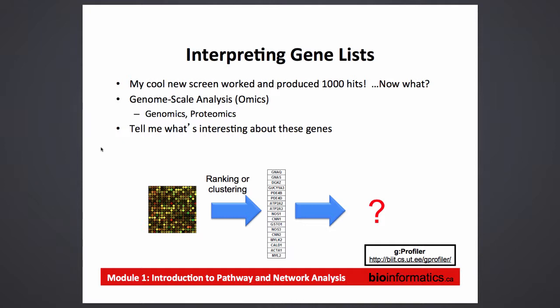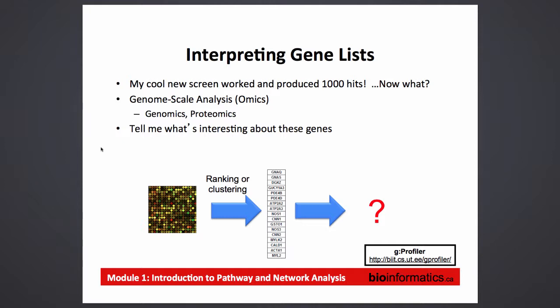And then probably the first thing that you want to do is go to the PubMed database to see existing literature about those genes. Which is fine if you have a couple of genes, but you don't want to do that systematically when you have hundreds or thousands of genes, because it will take so much of your time.